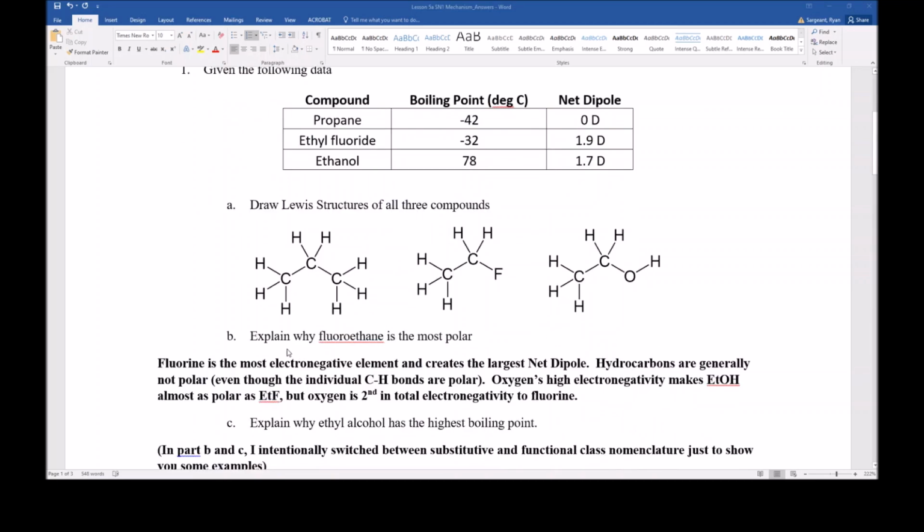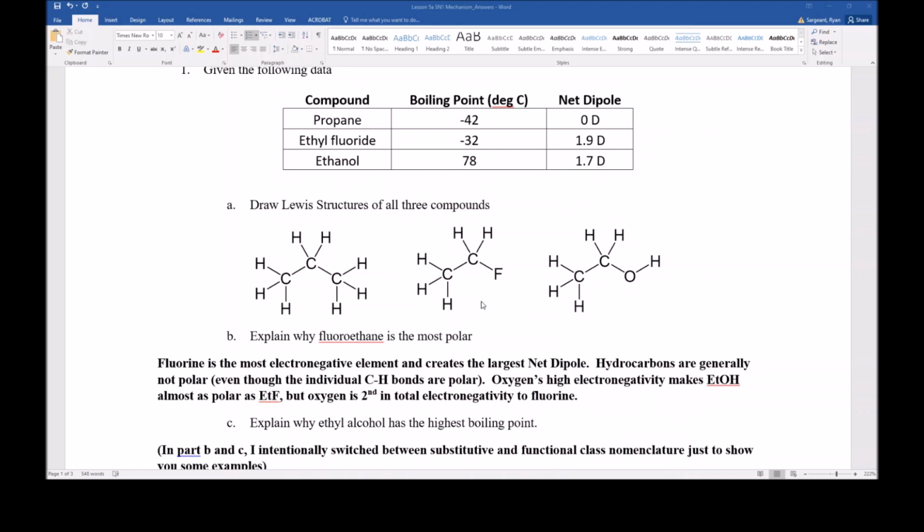The question asks, why is fluoroethane, or ethyl fluoride, why is it the most polar? And that's based on these data over here, where the net dipole of a hydrocarbon is 0. When you attach a fluorine to it, then it's 1.9 units of polarity, which is D, or ethanol, which is 1.7. And it all comes down to electronegativity.